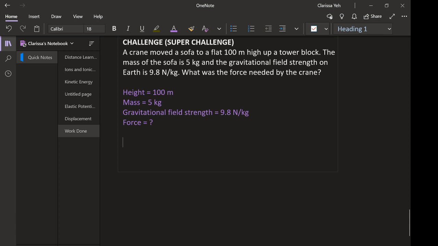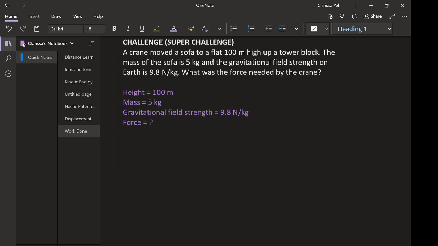Right. So, a crane moved the sofa to a flat 100 meters high up a tower block. The mass of the sofa is 5 kilograms and the gravitational field strength on Earth is 9.8 newtons per kilogram. What was the force needed by the crane? So, the reason why it's a super challenge again is because it's less to do with the maths and more to do with you had to connect the ideas of energy, force, and work done.